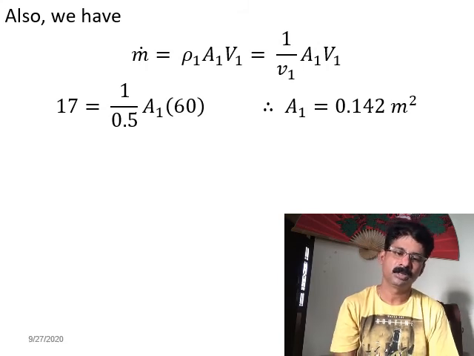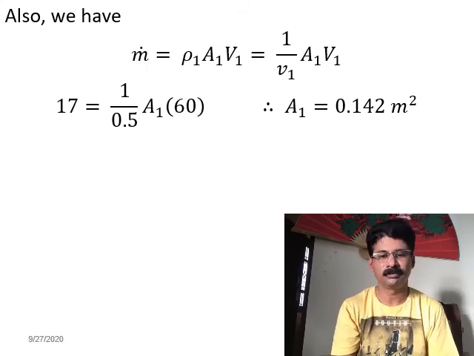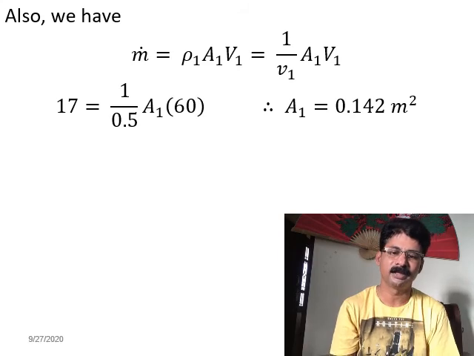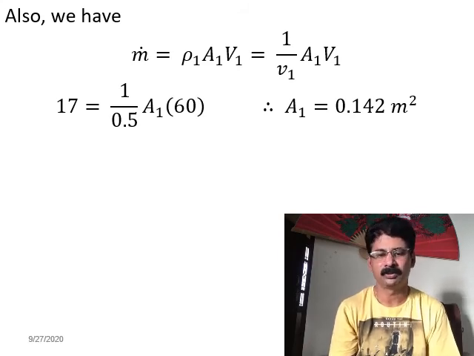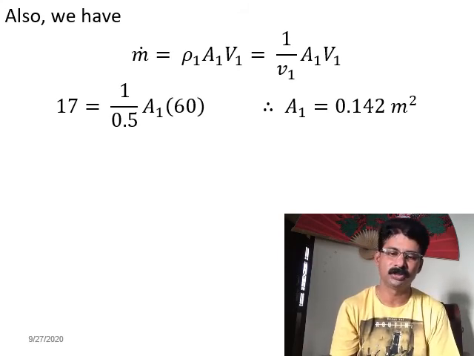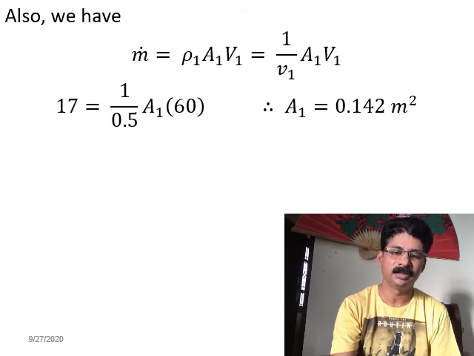Not only the area, sometimes after finding the area you will be asked to find the diameter also. A is equal to pi d square by 4. Using that you can find the outlet diameter also.